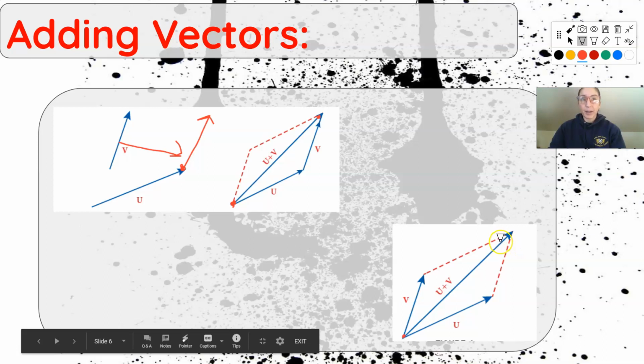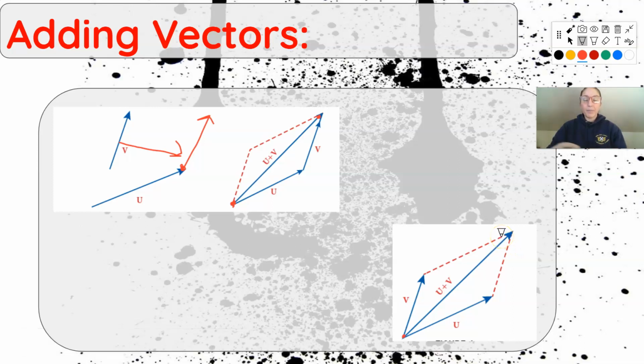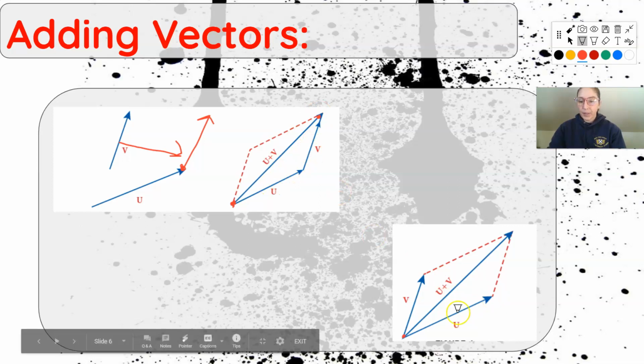You can think about it as like, hey, we're combining them. The vector that results from the addition, though, always looks like some kind of diagonal. Okay, so you can add vectors.